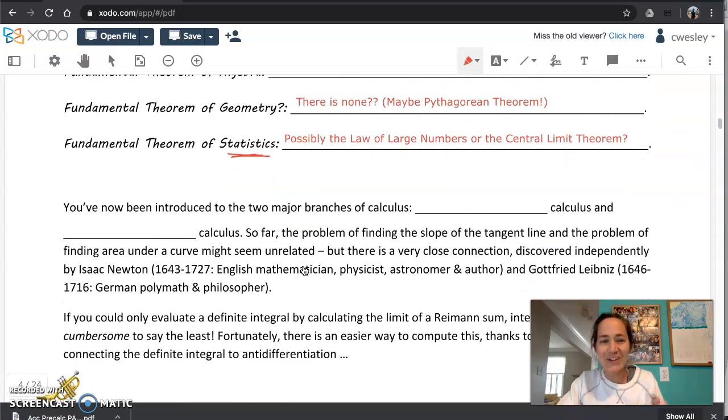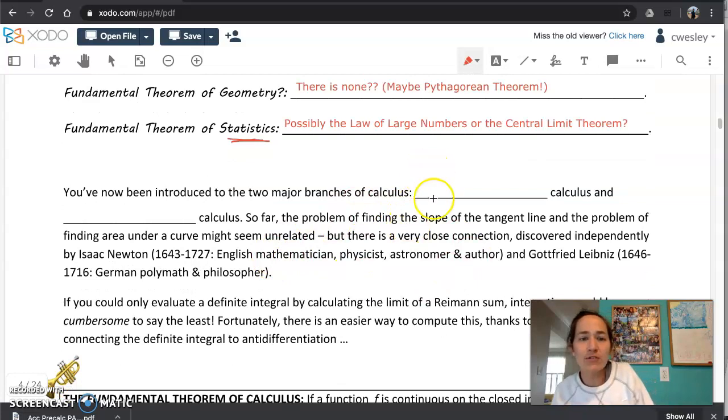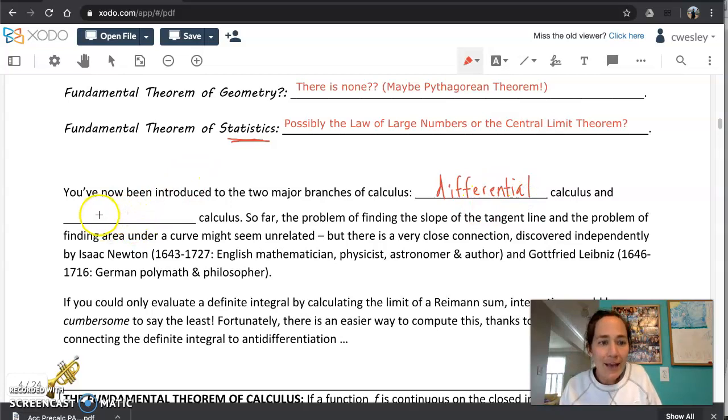Now we get to do this for calculus. We have so far been introduced to two major branches of calc. Taking derivatives was called differential calculus. And that was all well and good. That was a lot of stuff we did in the beginning of the year. And now we've started talking about integral calculus, taking antiderivatives, and the past couple of days have related it to area under a curve.